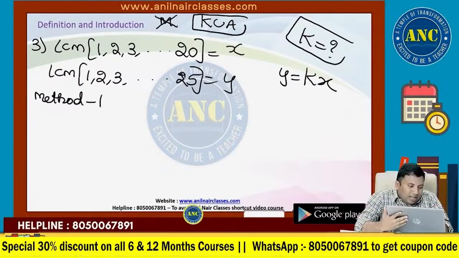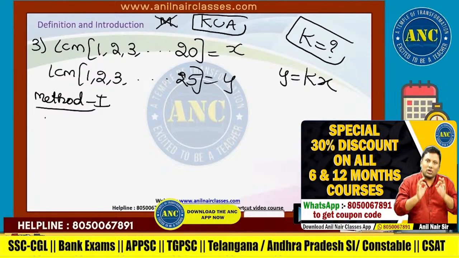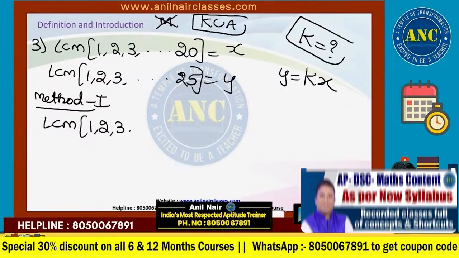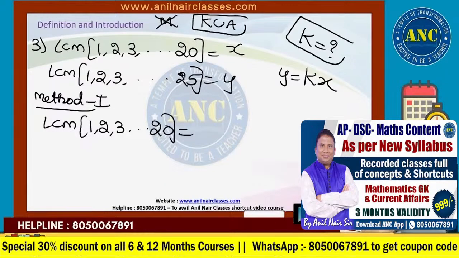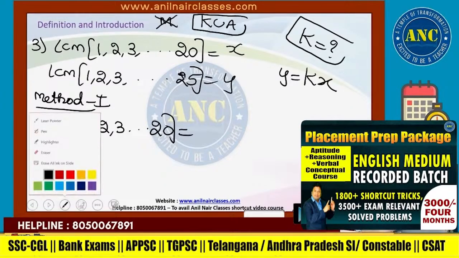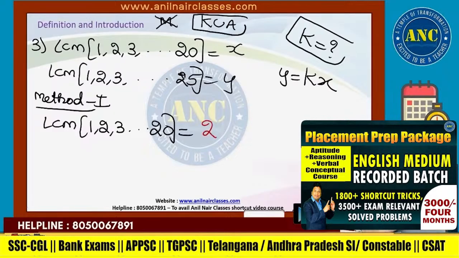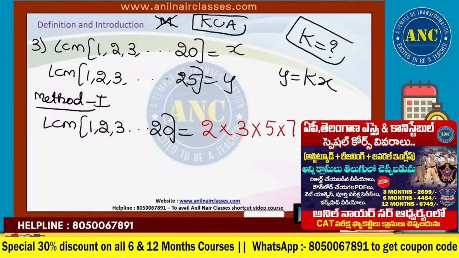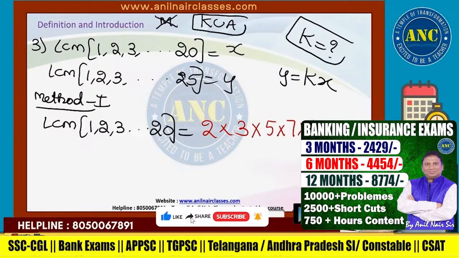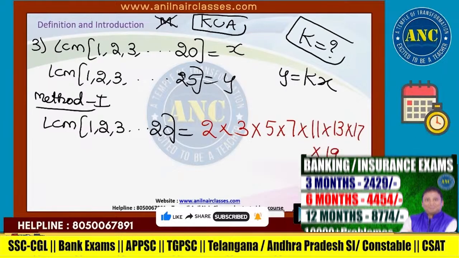Method 1. Listen carefully. How am I solving this question? LCM of 1, 2, 3 till 20. Till 20 the numbers are there. What are all the prime numbers till 20? 2 is a prime number, 3 is a prime number, 5 is a prime number, 7 is a prime number, 11 is a prime number, 13 is a prime number, 17 is a prime number, 19 is a prime number.